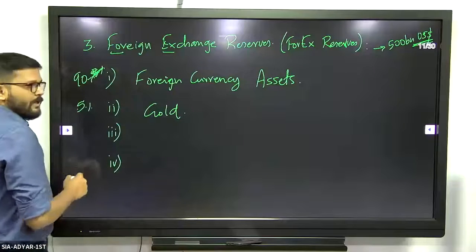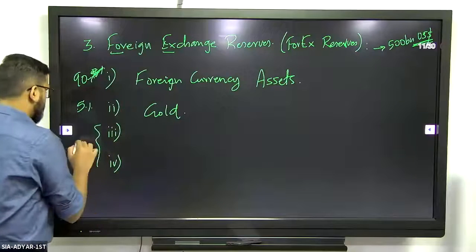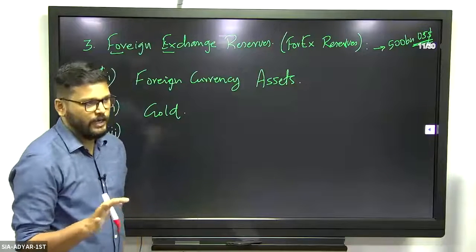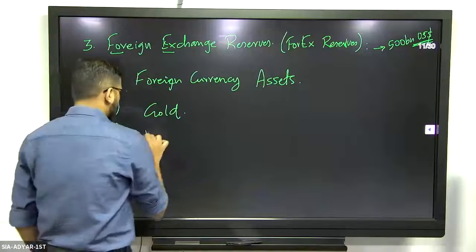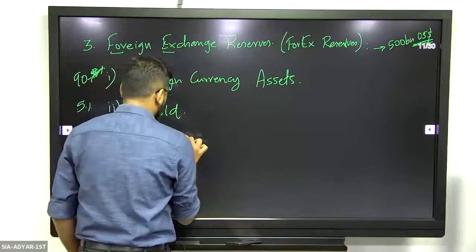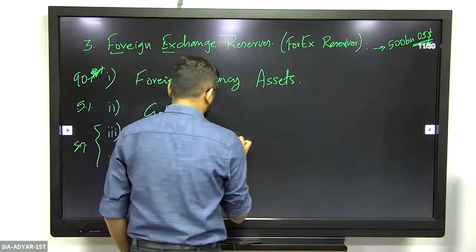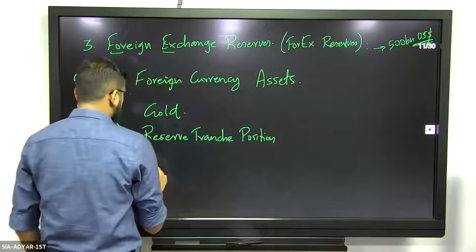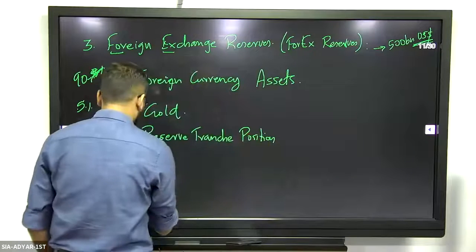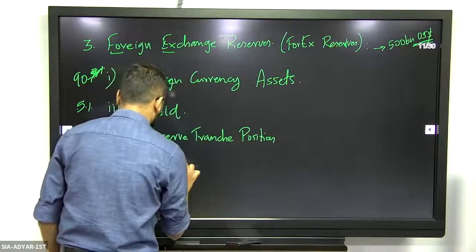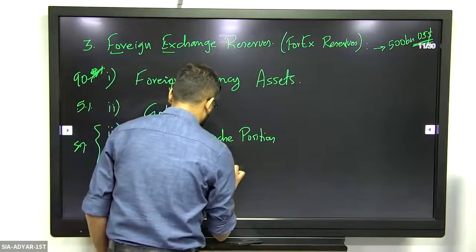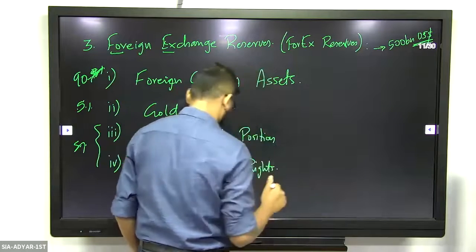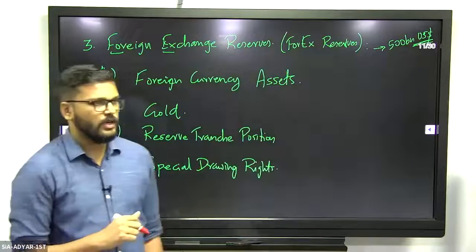Okay. The remaining 5% is cumulatively in the form of two things about which you will have absolutely no familiarity. So you'll have to teach from scratch. One is called reserve tranche position. The other is called special drawing rights.